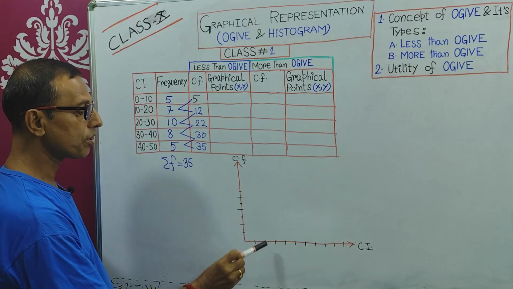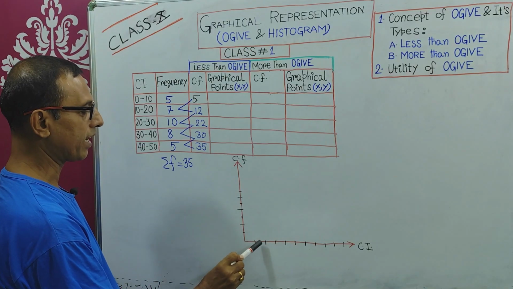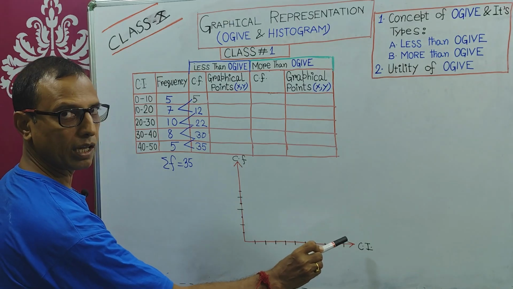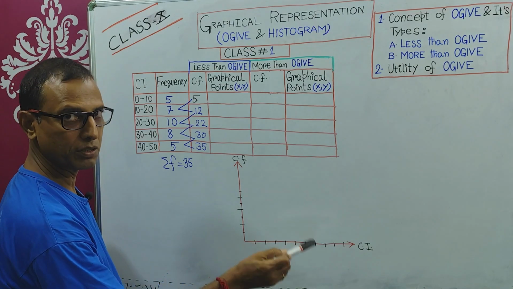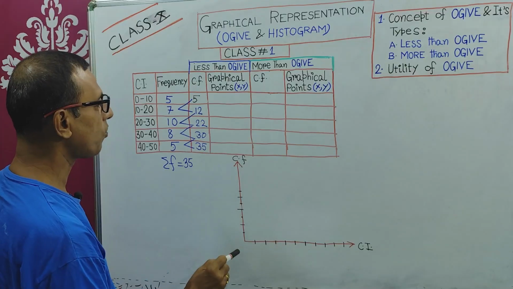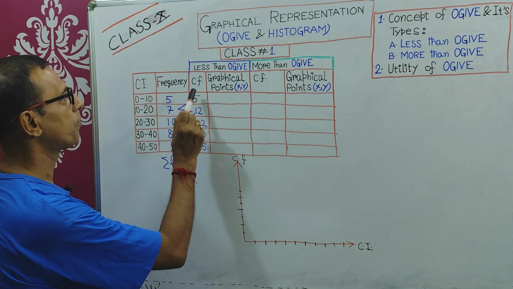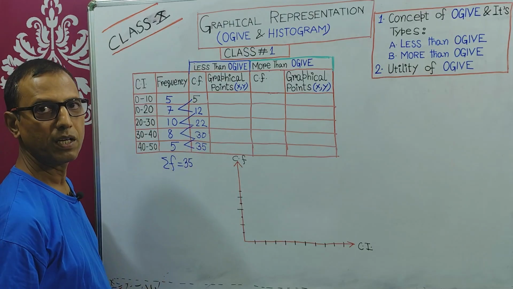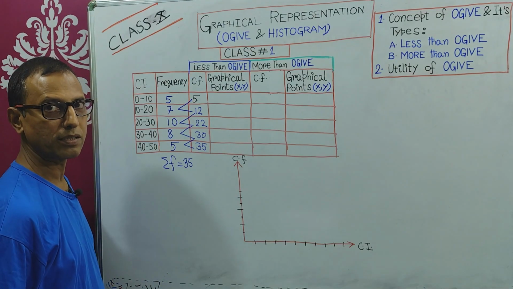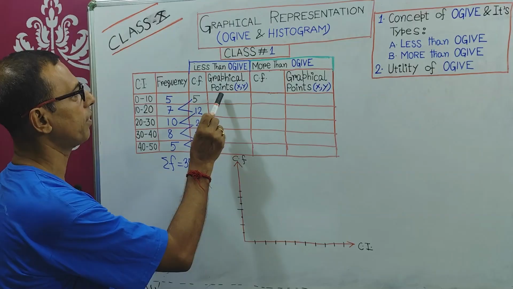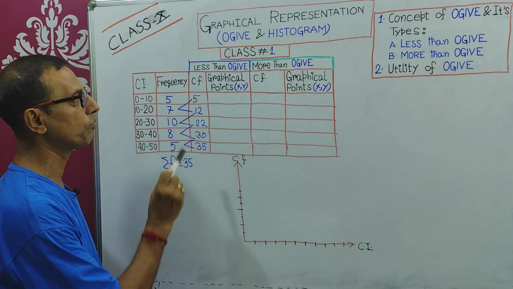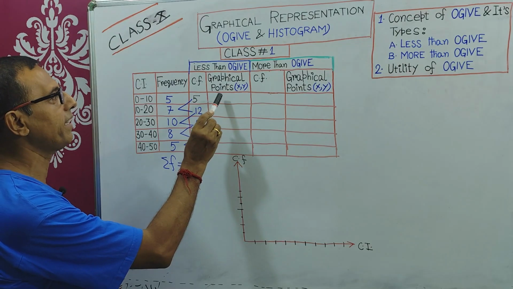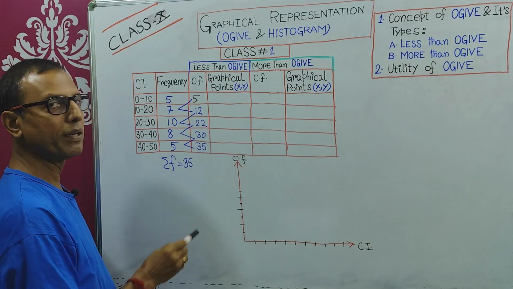So which value will we take, upper bound or lower bound, along the x-axis? And along the y-axis, the cumulative frequency for less than ogive, we have already calculated: 5, 12, 22, 30, 35. Actually, what does it mean? Now understand, so that you will fill it up very quickly for the graphical points, and why it is called less than ogive. So firstly, let me just mechanically put the points and then I will explain it.